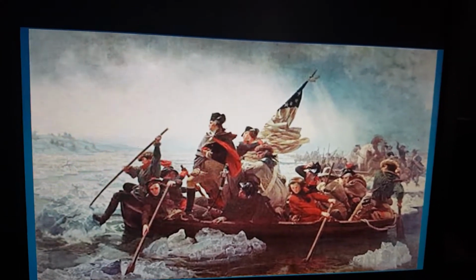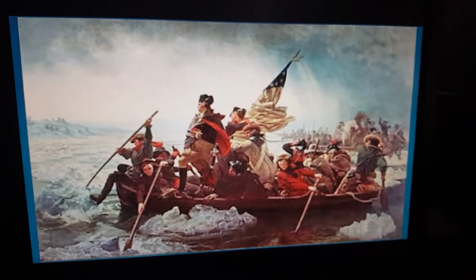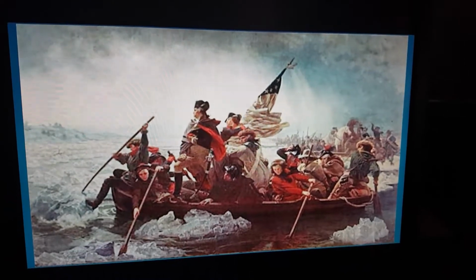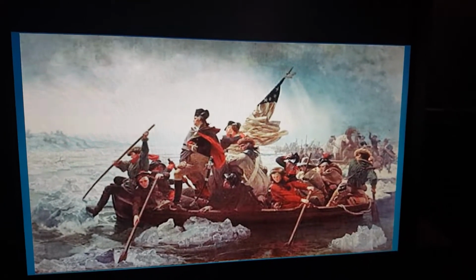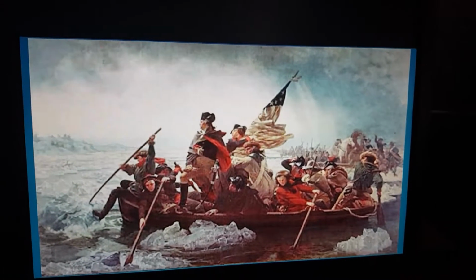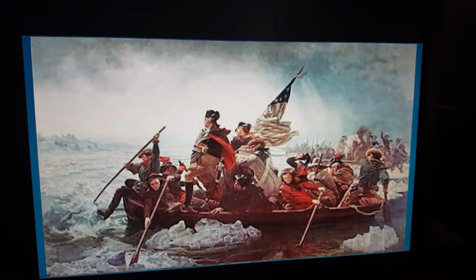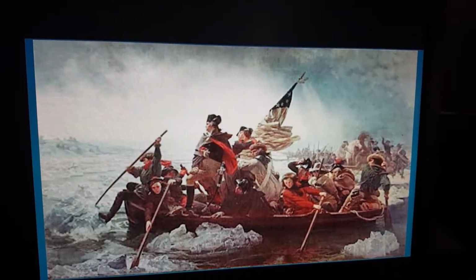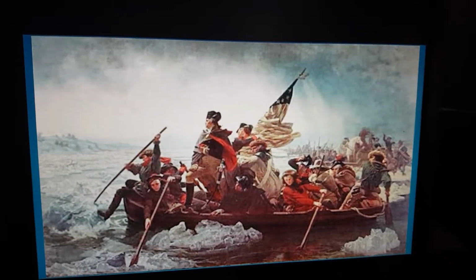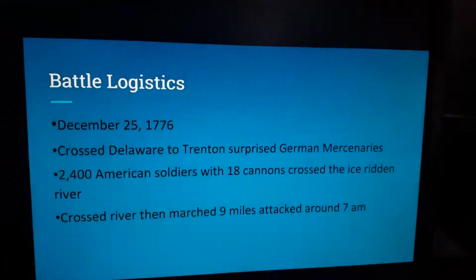You may also notice some horses in the background, and the fact that there are more than one ship. There were multiple ships that crossed this body of water. Now, can anybody take a guess as to what this body of water might be? If you guessed the Delaware River, you are correct.